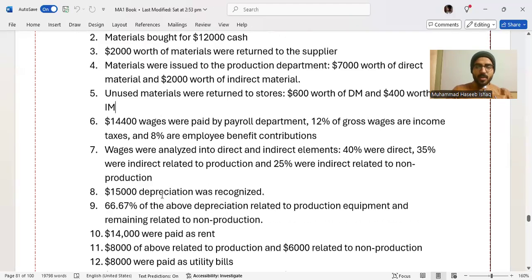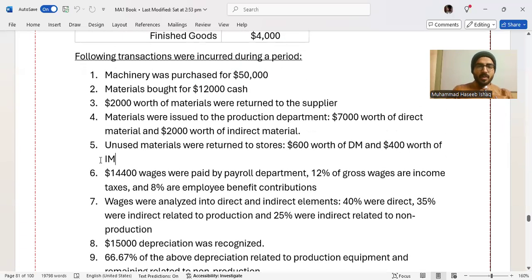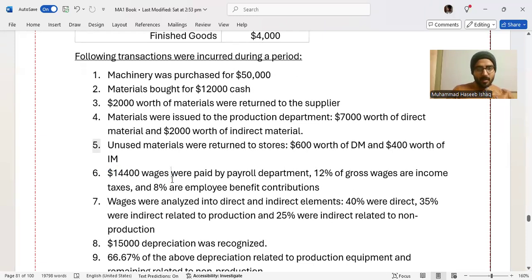So let's resume the topic of cost accounts. We completed the fifth transaction and we are now moving towards the sixth transaction. What is written here in the sixth transaction is that 14,400 wages were paid by the payroll department.